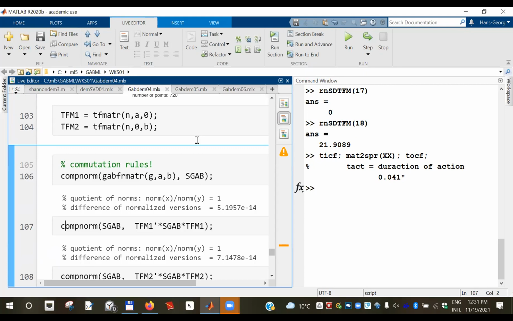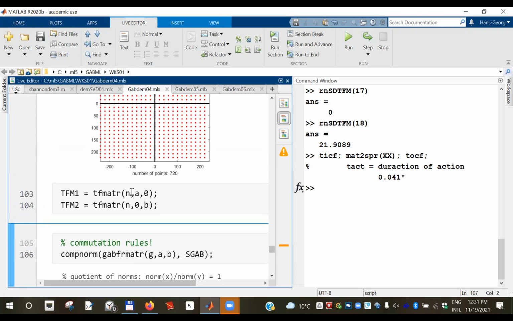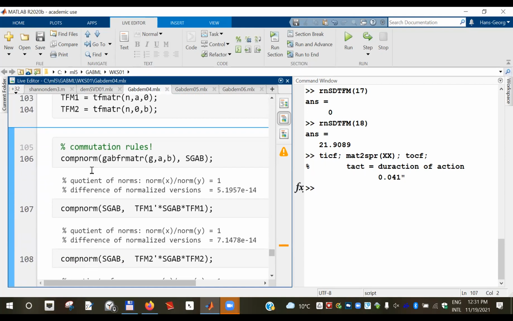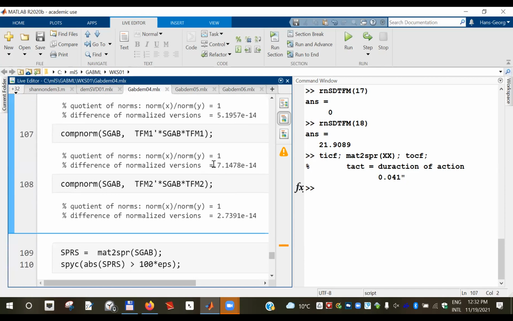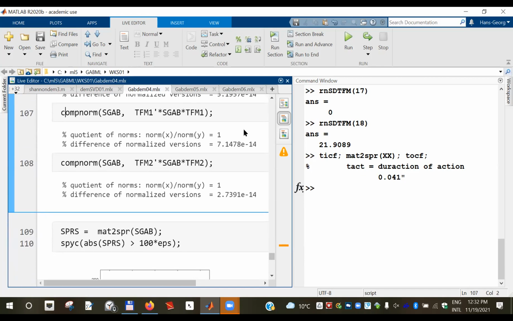So I'm creating TFM1, the time shift in the a direction. TFM2 is the frequency shift, and then I'm verifying first of all that my other command, which efficiently builds the matrix without matrix multiplication, the call Gabframematrix, gives me the Gabor frame matrix with window g, time shift a and frequency shift b, or the one which we got by multiplication. You see it's not exactly the same, but numerically it's the same. And then I'm testing whether it commutes with time shift and with frequency shift, and you see this is true.